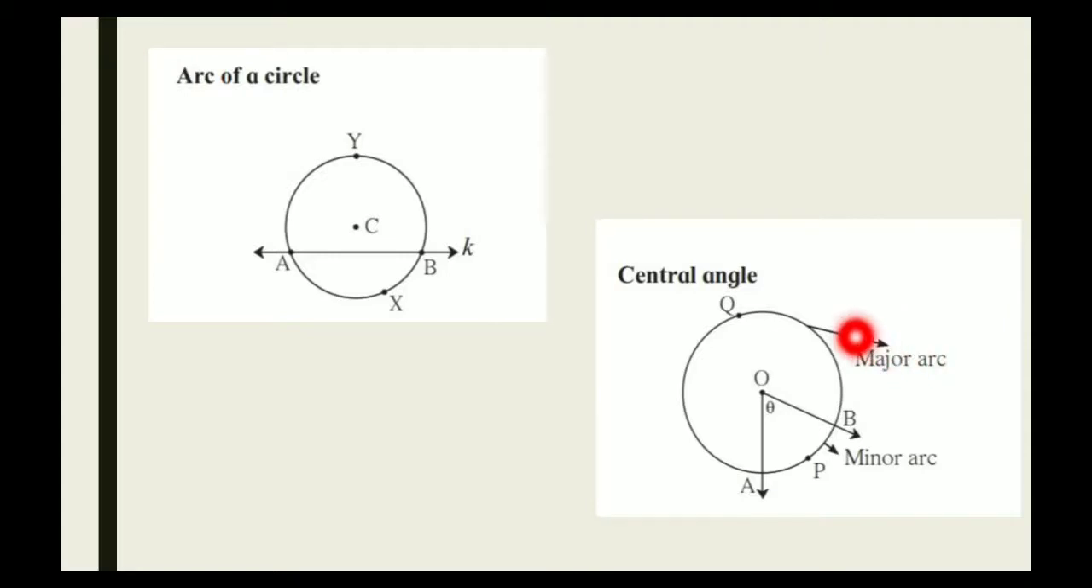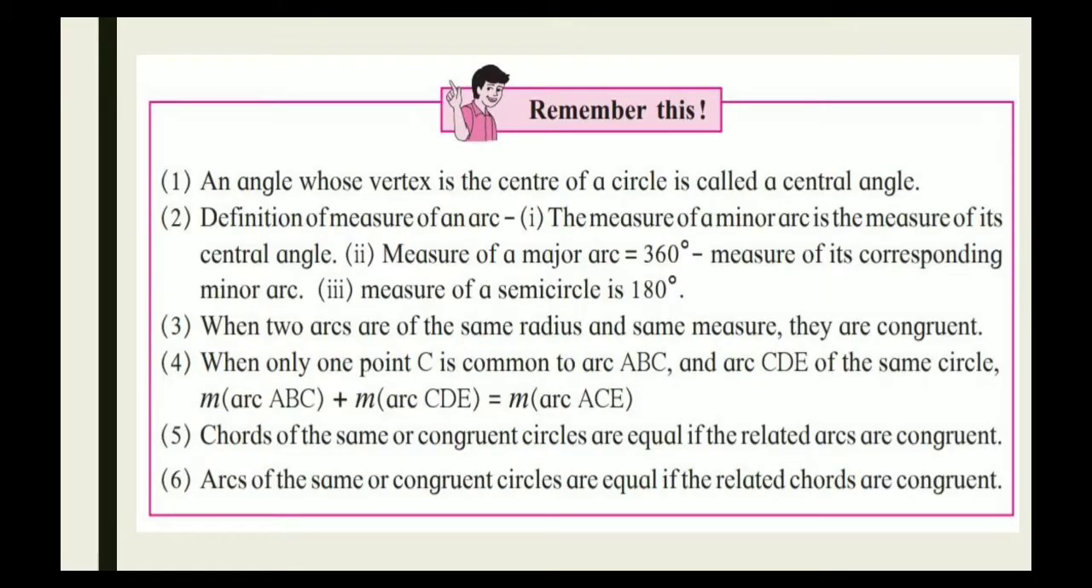Now another thing we are going to learn is the central angle. What is a central angle? What is the center in the second figure? O is the center, right? The angle which is formed at the center is called a central angle. That is angle AOB. Angle AOB is a central angle. Understood, children? So let's remember a few things. An angle whose vertex is the center of a circle is called a central angle.